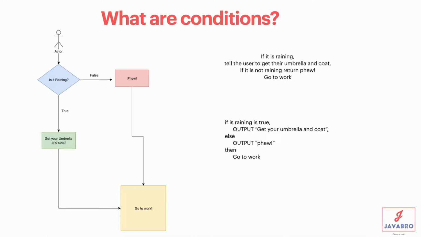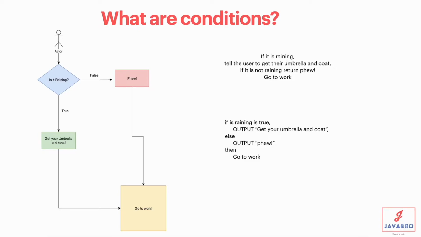So if is raining is true, output get your umbrella and coat, else output phew, then go to work. We're using indentation to say that this is dependent on the bit above. So here the output get your umbrella and coat is dependent on if is raining is true. Same with the else. Now this looks a little bit more like the code we are going to write, and you notice that it's also similar to above, where it still looks fairly like plain English.